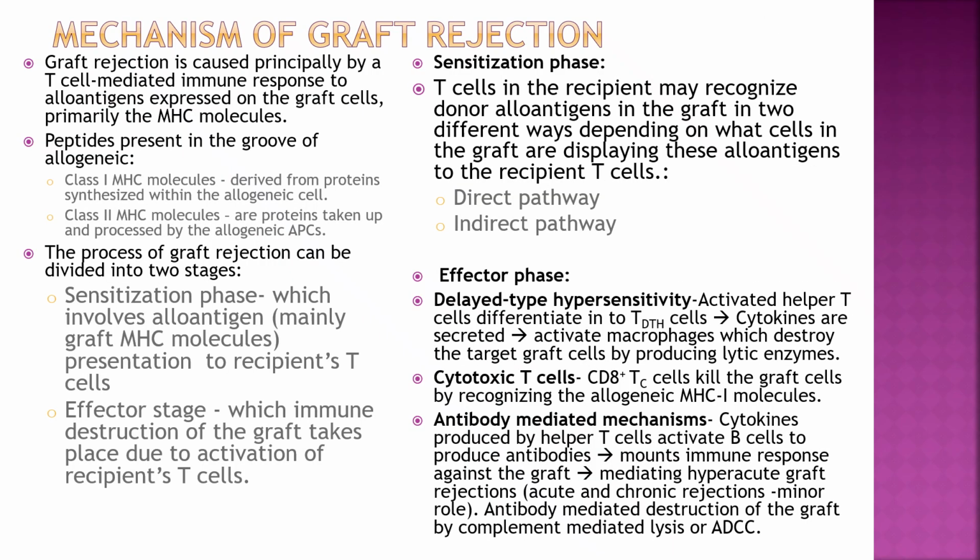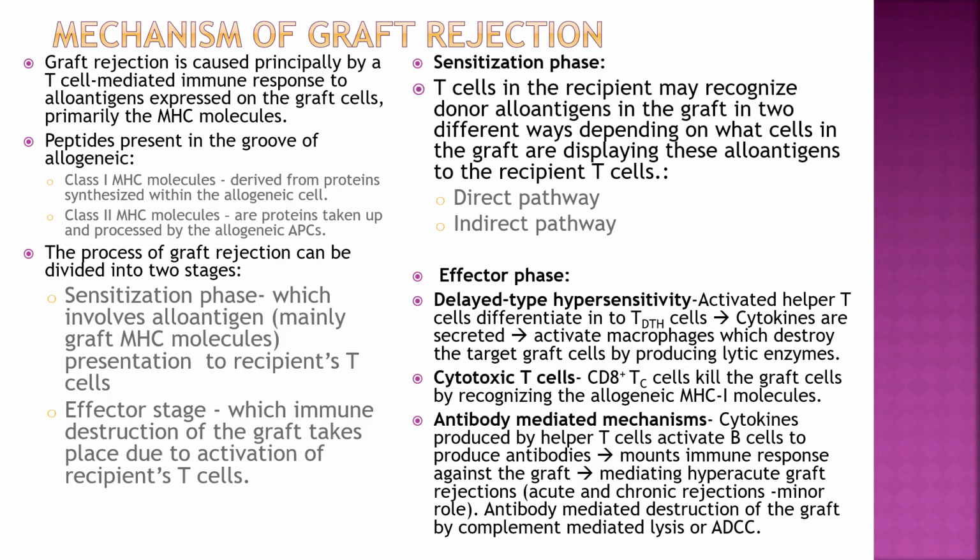Mechanism of graft rejection. Graft rejection is caused principally by a T cell mediated immune response to alloantigens expressed on the graft cells, primarily MHC molecules. Peptides presented by allogenic class 1 MHC molecules are derived from proteins synthesized within the allogenic cell. Class 2 MHC molecules present proteins taken up and processed by the allogenic APC, antigen presenting cells.